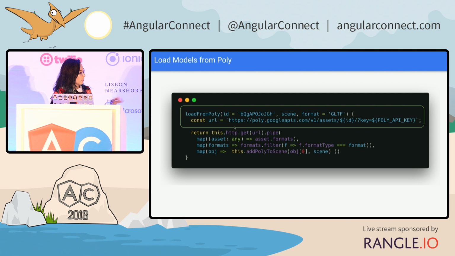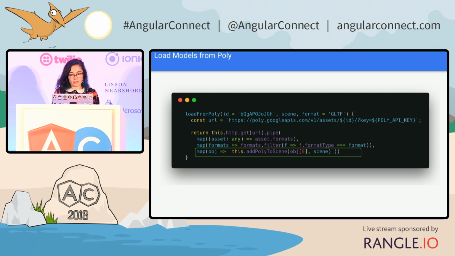To be able to use this API, you have to have an API key from Poly, and it's very easy, and you have to include that. And once you have that model, you have to add it to your scene. And there are a lot of different formats of the models, and here I'm checking the format I'm looking for, because with different formats, you have to have different loaders.